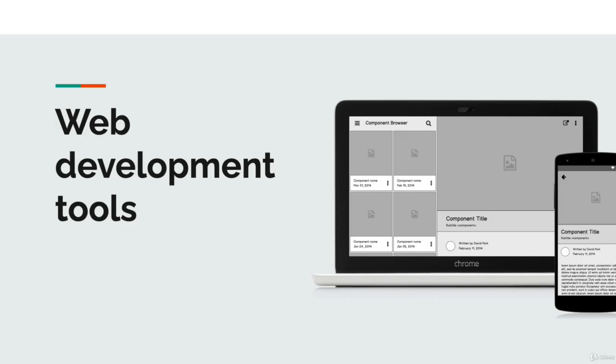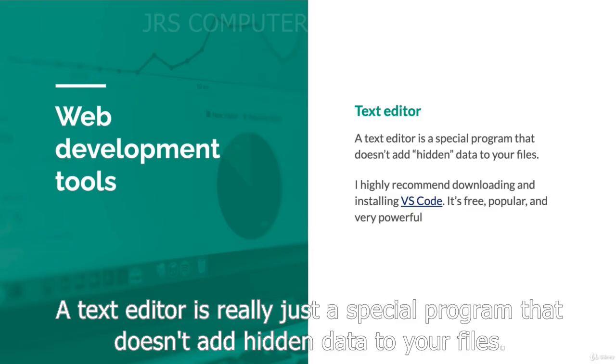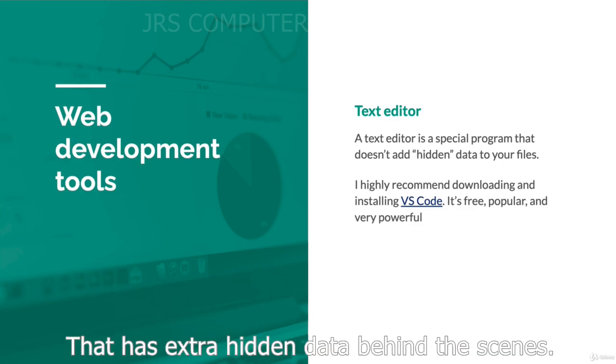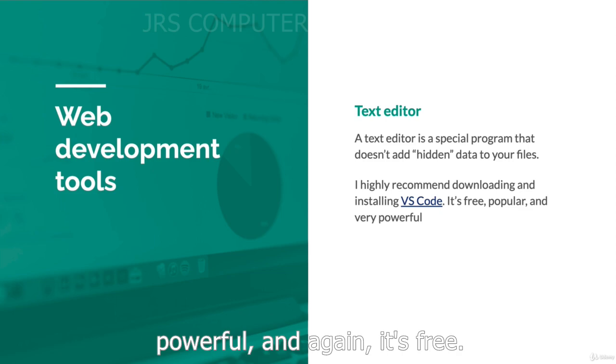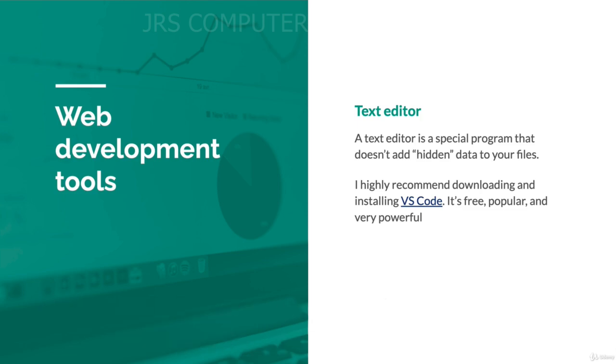Web development tools. First up, we need a text editor. A text editor is really just a special program that doesn't add hidden data to your files. So if you ever used Microsoft Word and you can put tables and stuff in there and you can embed images and stuff, we don't want any of that. That has extra hidden data behind the scenes. We don't want that. Now, I highly recommend downloading and installing VS Code. It's free, it's popular, it's very powerful, and again, it's free. And you can use it on Mac, Windows, Linux, pretty much every operating system out there.